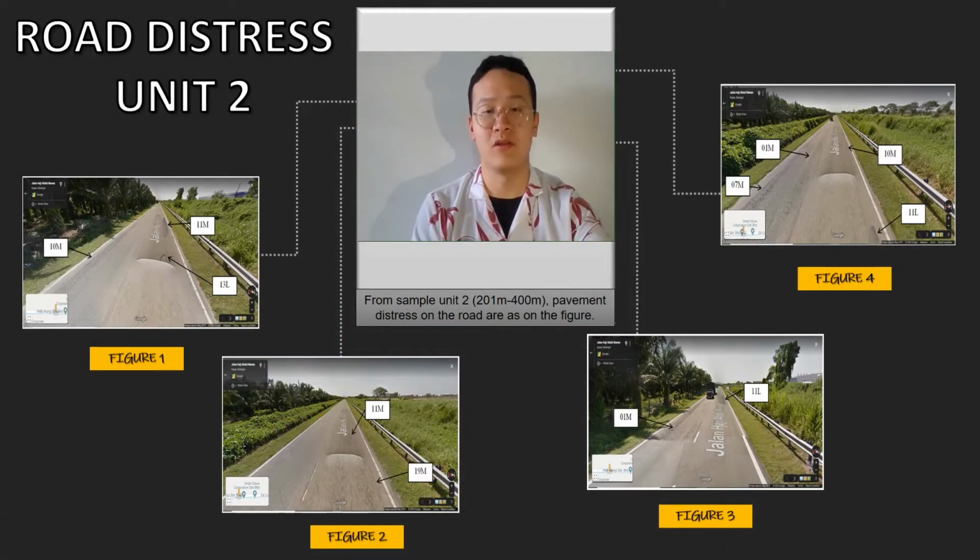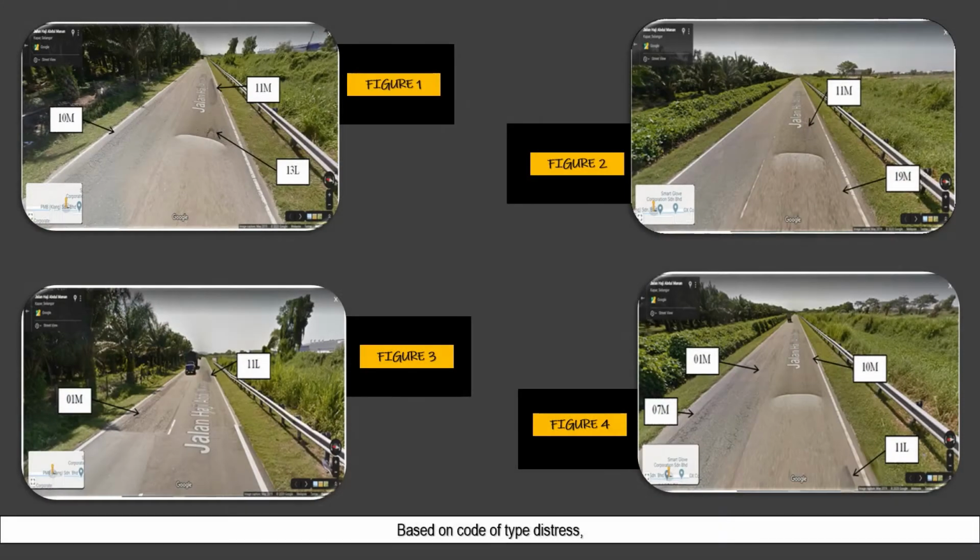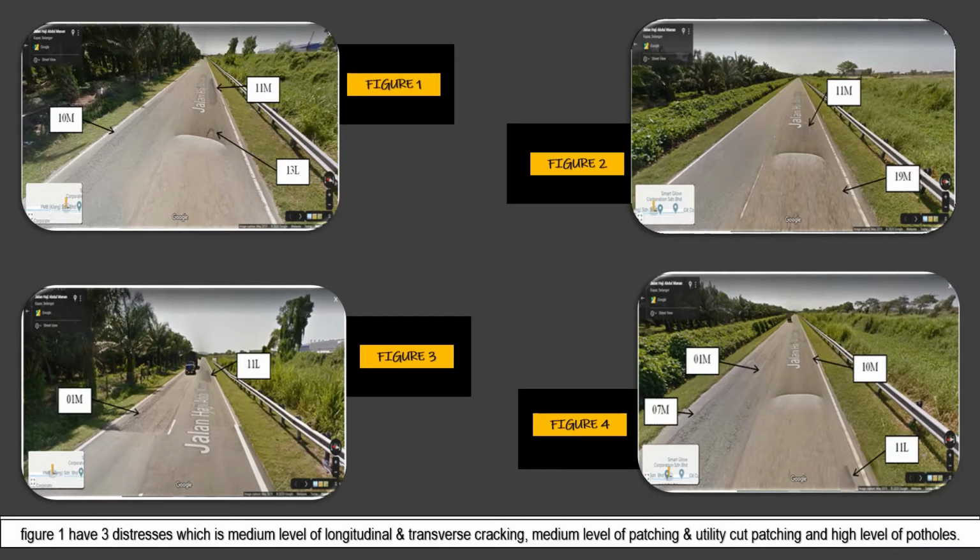For sample unit 2, from 201 meter until 400 meter, the pavement distresses are in Figure 1, Figure 2, Figure 3 and Figure 4. Based on the code of type of distress, Figure 1 has 3 distresses, which are medium level of longitudinal and transverse cracking, medium level of patching and utility cut patching, and high level of potholes.